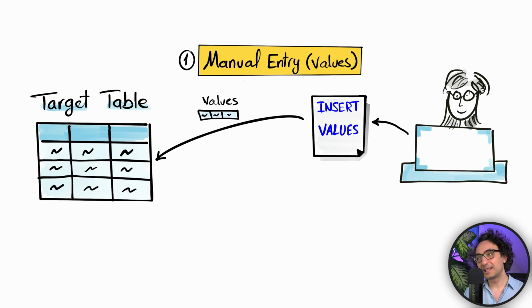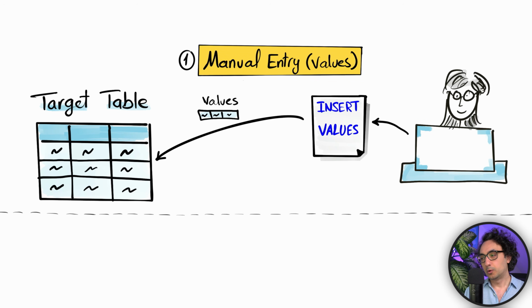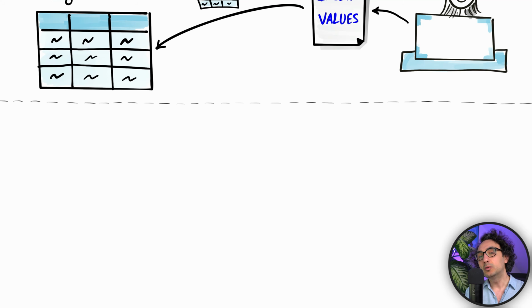Alright my friends, so that was the first method on how to insert data into your target table, as you saw, by typing manually the values inside an insert command using values. And now let's move to another method. We're going to insert data, but this time not manually. We're going to insert data using another table.